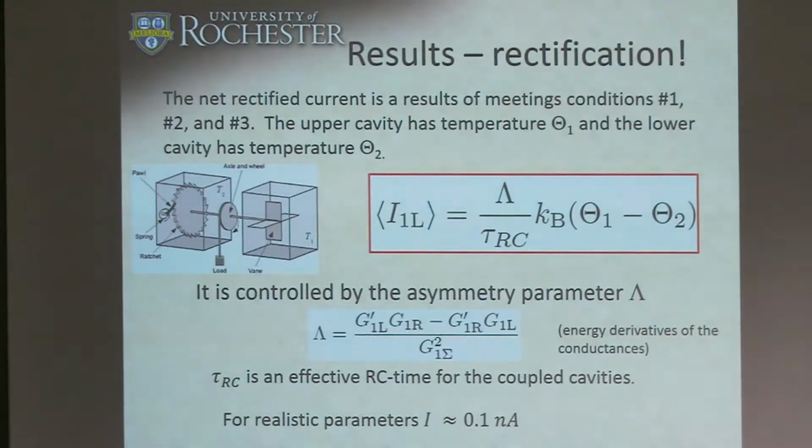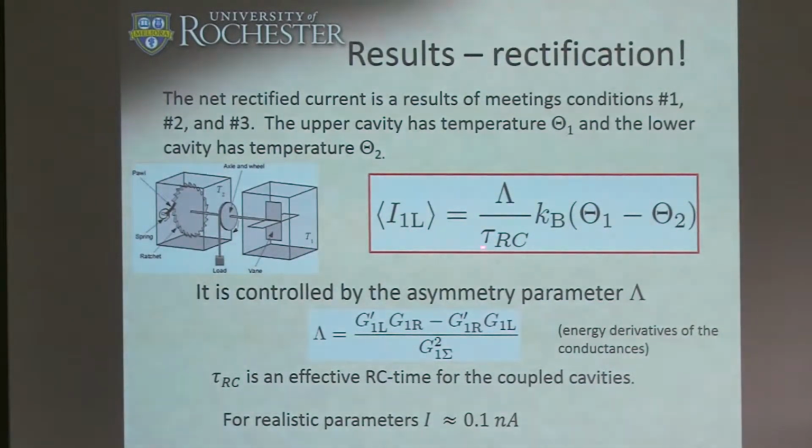I won't give you the details, but I'll just give you the result. And the result is very simple, but it has all these ingredients in a simple formula. So here is the average current you generate through that upper contact when I heat the lower element. And you see it basically has a few different ingredients in it. The first is the Boltzmann constant times the temperature difference. So again, I have to have a temperature difference to generate the electrical current. So this is the first important ingredient.